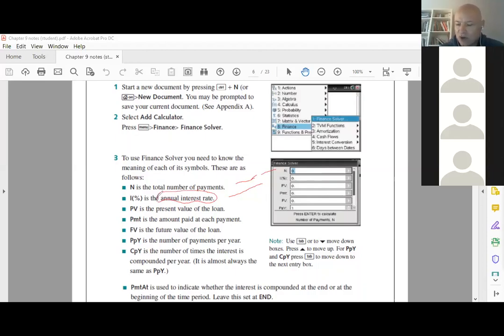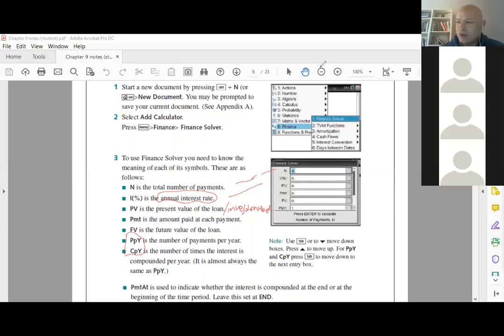PV, present value of your loan, or if you're investing, it doesn't matter. Put a slash here, put investment, because it's the same thing, okay? PMT is the amount paid to you, or the amount that you pay if it's a loan that you're borrowing back to the bank, every payment that you make. FV is the future value. PY, and you can't see another one, CPY. These two, you put the same things in, okay? One is the number of payments per year, and the other is the number of times interest is compounded per year. Again, I'll show you how to get that. You don't really need to worry too much about that. Any questions so far?